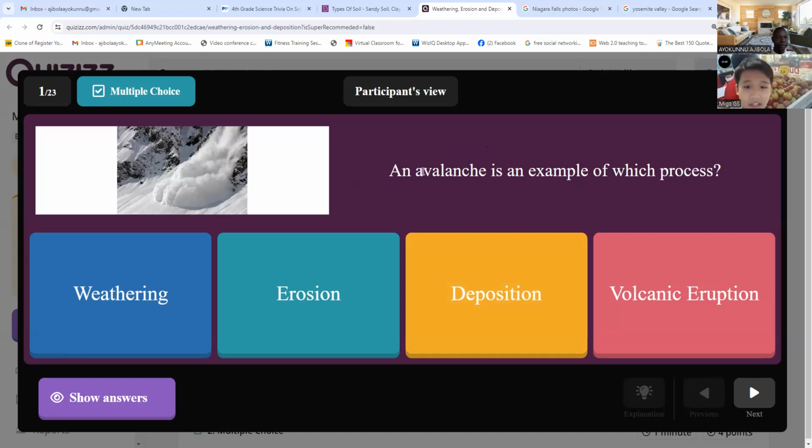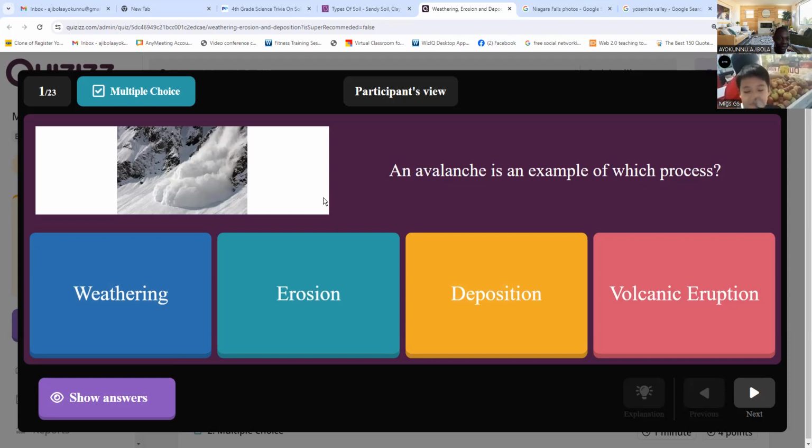An avalanche is an example of which process? Okay, so which process? Can you guess an option? So what answer do you go for? Is it weathering? Is it erosion? Is it deposition? Is it volcanic eruption? Weathering. But do you know that weathering has to do with rocks?